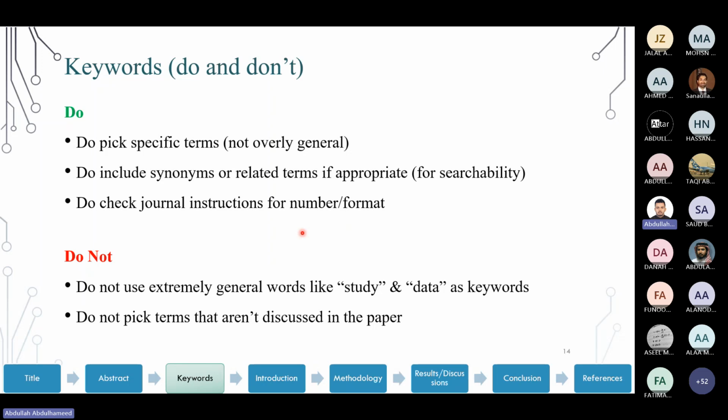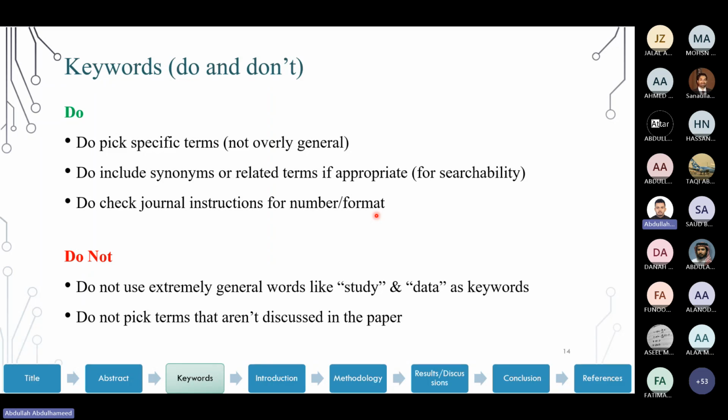The third point here, do check journal instructions for keyword format. This is, of course, very important because some journals have a specific number of keywords and some have a specific format. Sometimes a keyword can be more than one word, as I mentioned, like zinc oxide. Zinc oxide is two words, but we put them together as one keyword.